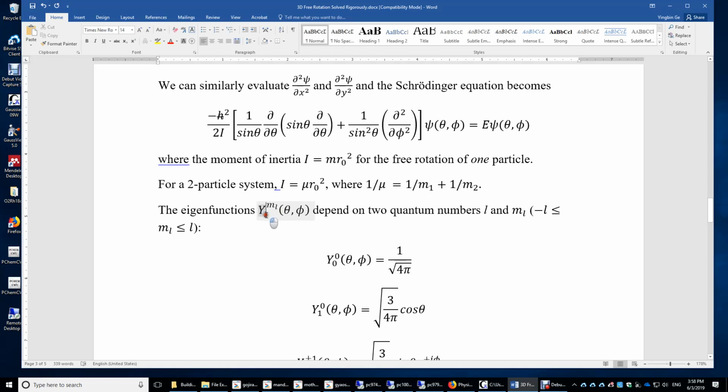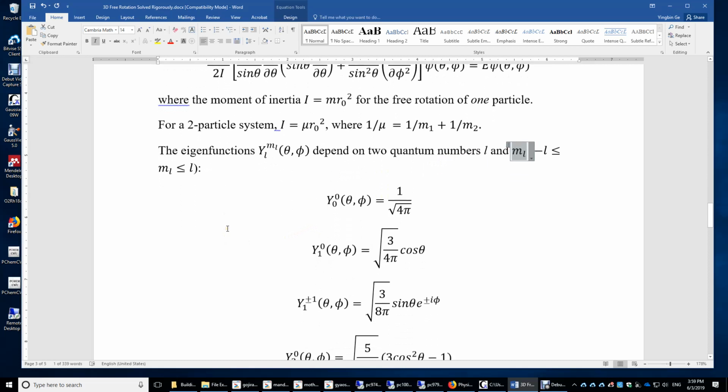So we put L here in the subscript. I put m sub L here in the superscript. And it's a function of theta and phi. All right, and m sub L can be from negative L to positive L. Why do we use these notations? Remember, in general chemistry, when we talk about the angular momentum of electrons and its z component, we used L and m sub L as the corresponding quantum numbers.